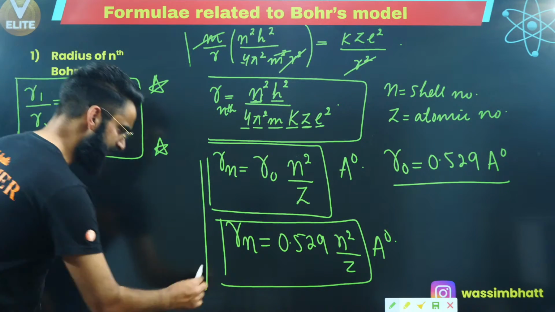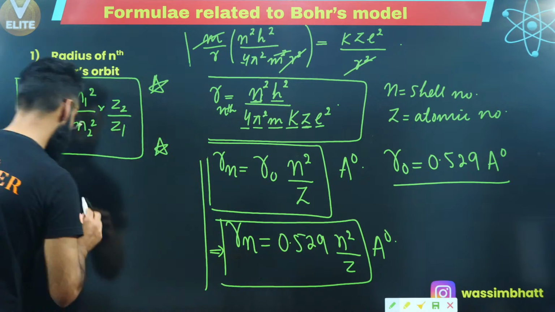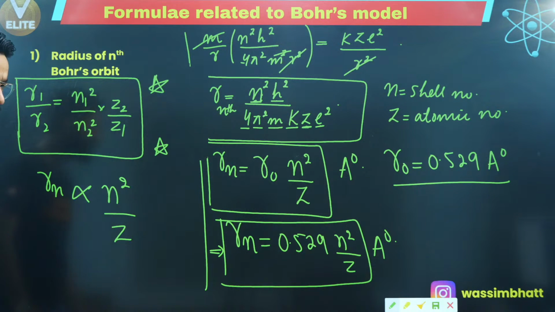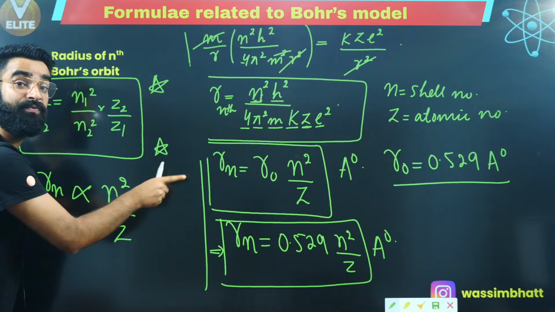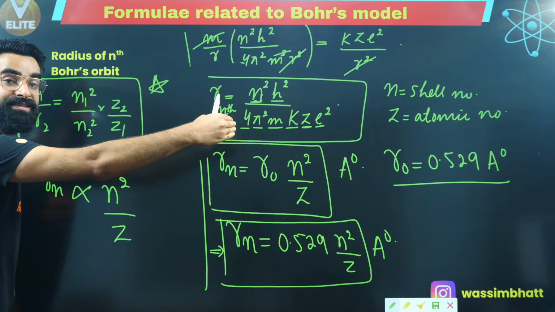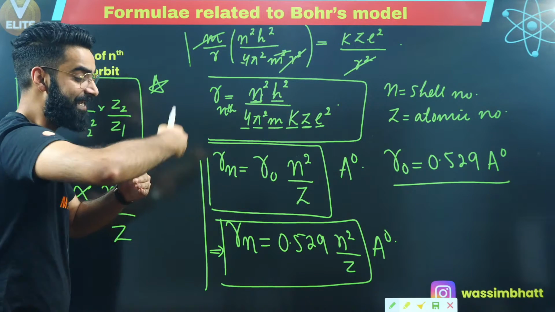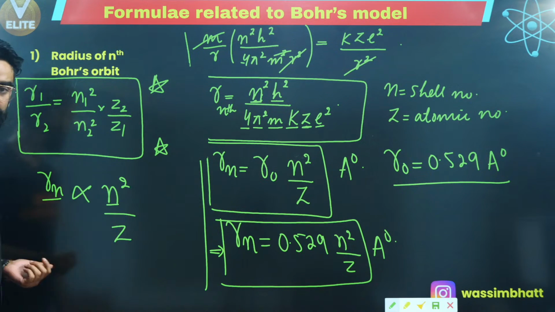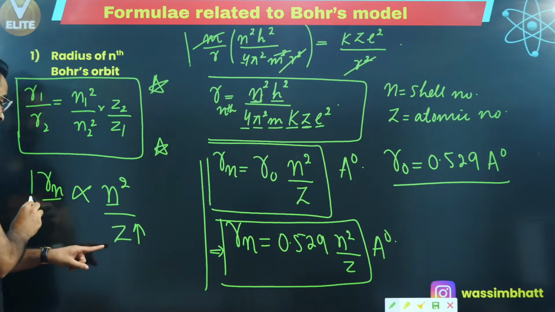If you look at this formula properly, can I say radius of the nth orbit is directly proportional to n square and inversely proportional to z, right? So people, understand a few more conclusions over here. As the n increases, n means shell number, what will happen to the radius of orbit? Use your common sense. As the shell number increases, the radius of orbit is going to increase, right? Both are directly proportional. As the z increases, what is z? As the z increases, radius of orbit decreases.